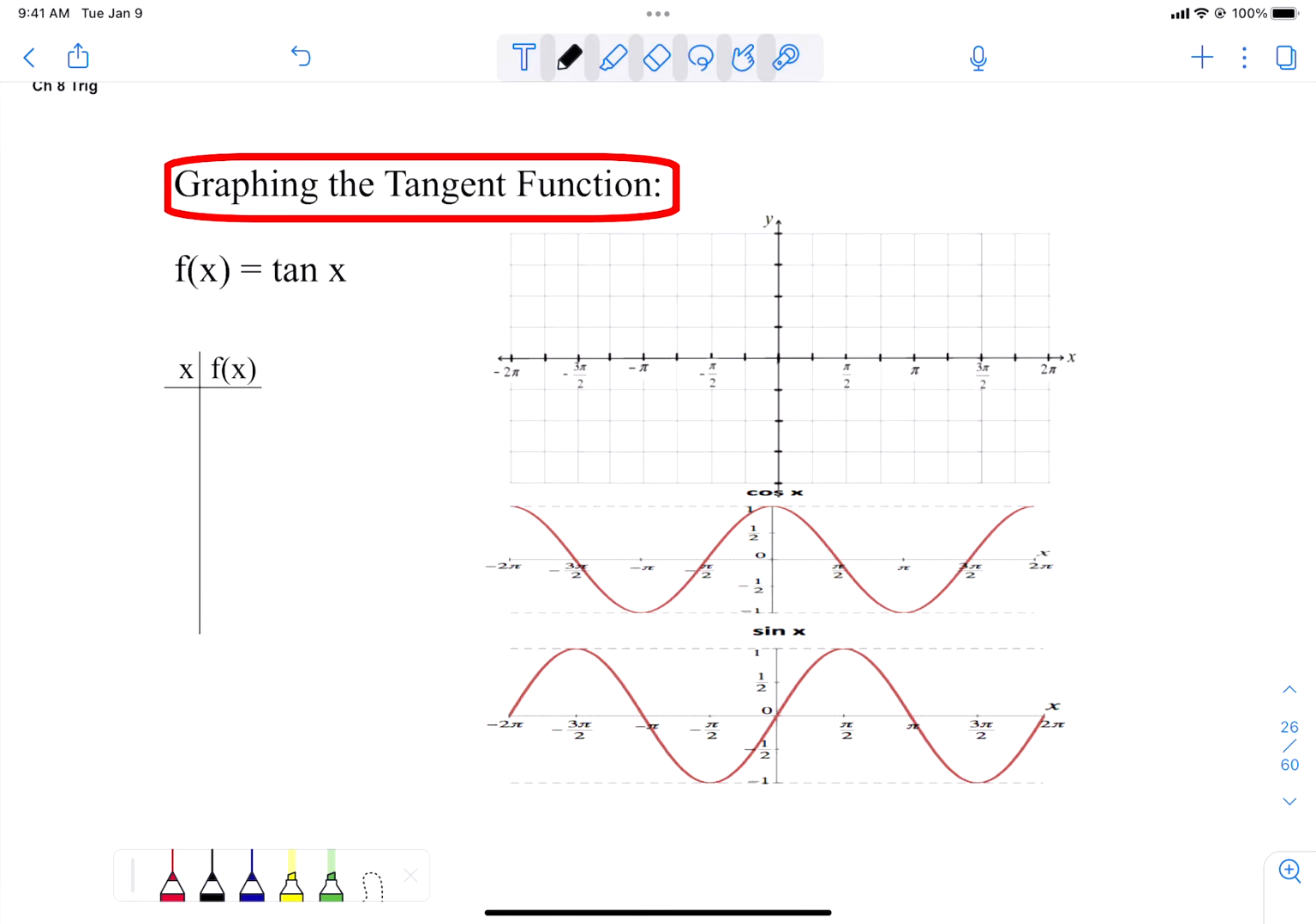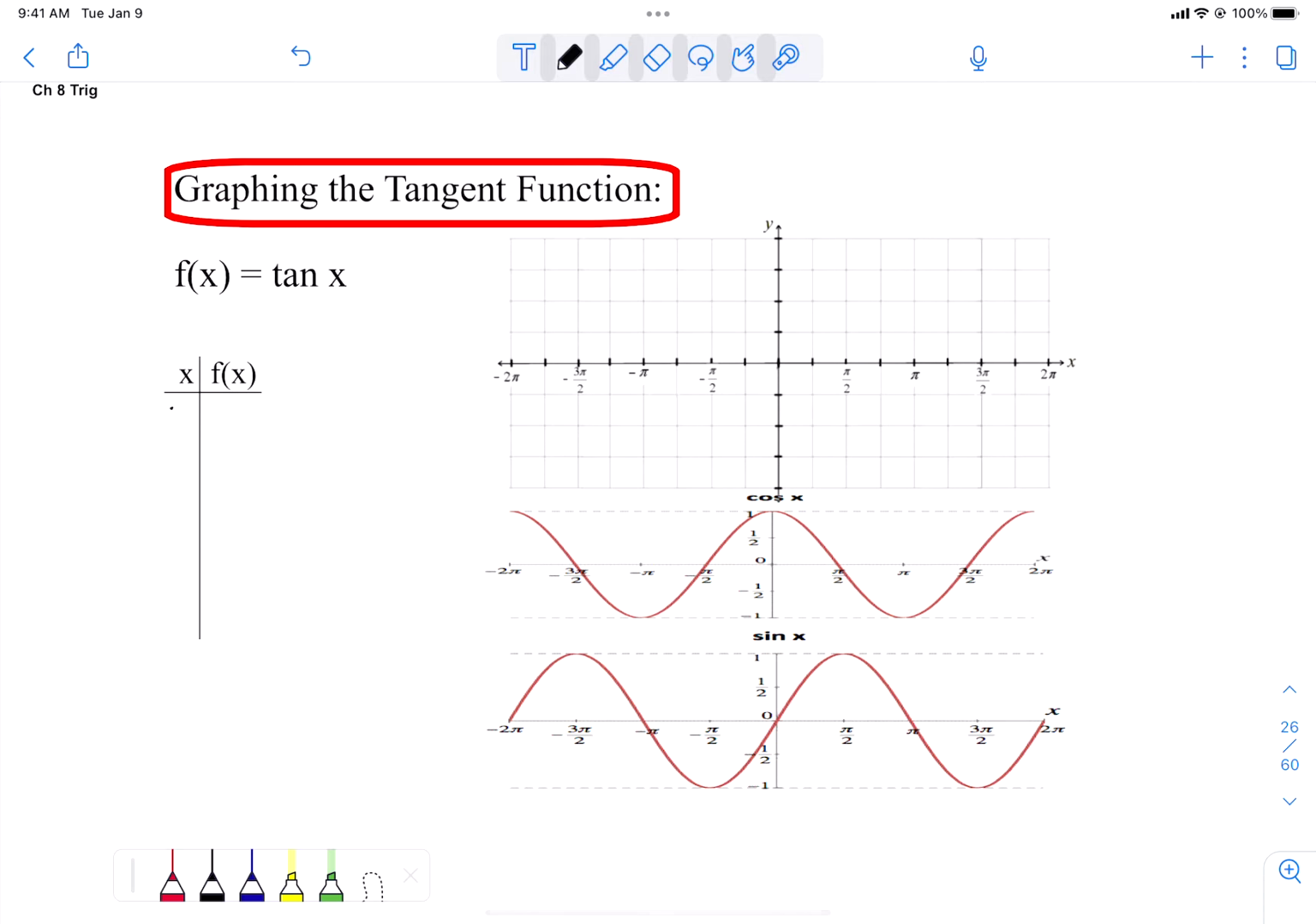Now, when we were doing the sine and the cosine, I told you there were five x's that you want to concentrate on. The five x's for the tangent are going to be the same, but they're a little bit limited as to what information they give us. But we're still going to use 0, pi over 2, pi, 3 pi over 2, and 2 pi. Now think about as you travel around the unit circle. Those are just the quadrantal angles. 0, pi over 2, pi, 3 pi over 2, and 2 pi. So that's 0, 90, 180, 270, and 360.